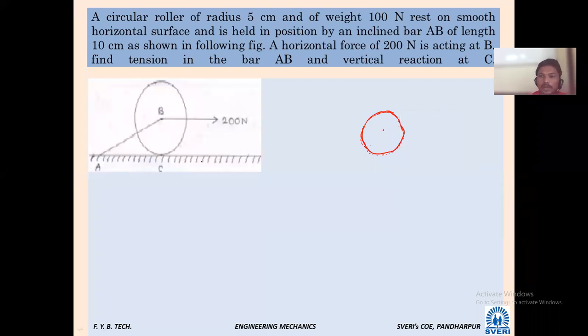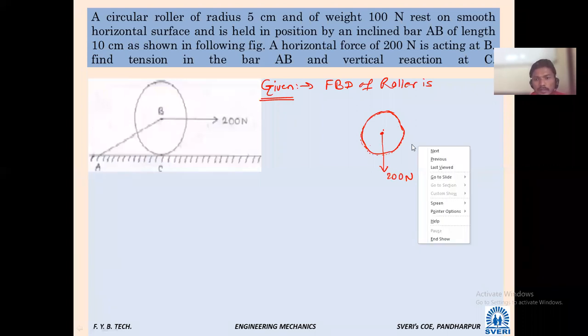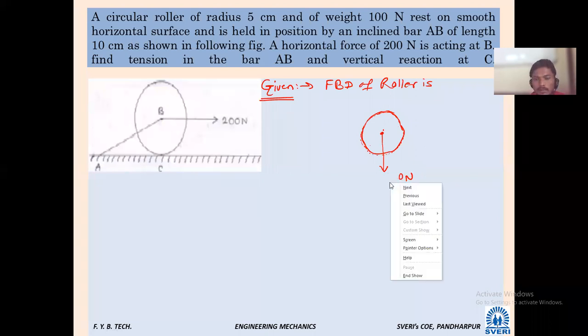How much weight is given for the roller? 100 Newton. How will it act? Downward, vertically downward. And from where will it act? From the center. Yes, sir. Just check, sorry, 100. So it is acting 100 Newton.